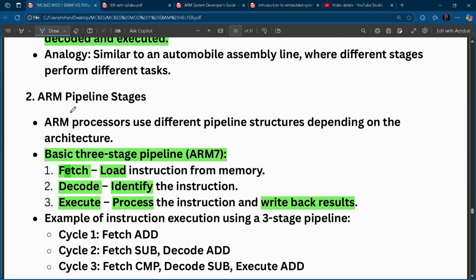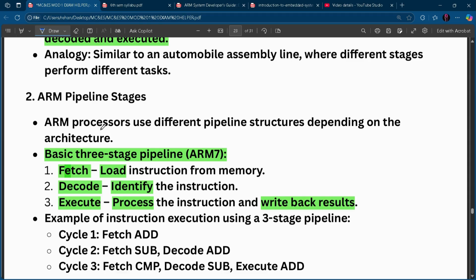ARM pipeline stages. ARM uses many pipeline lengths like 3, 5, 6, but we will talk about the basic 3-stage pipelining in ARM7. It uses fetch, decode, execute. Fetch is loading the instruction from memory. Decoding is understanding or identifying the instruction. Execution is processing the instruction and then writing back the results.